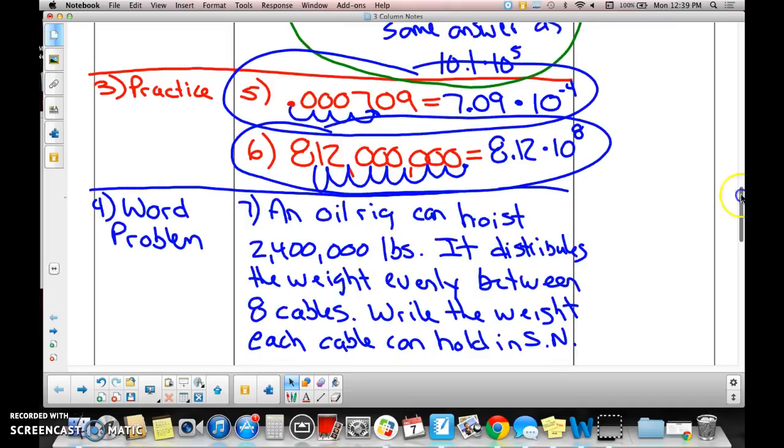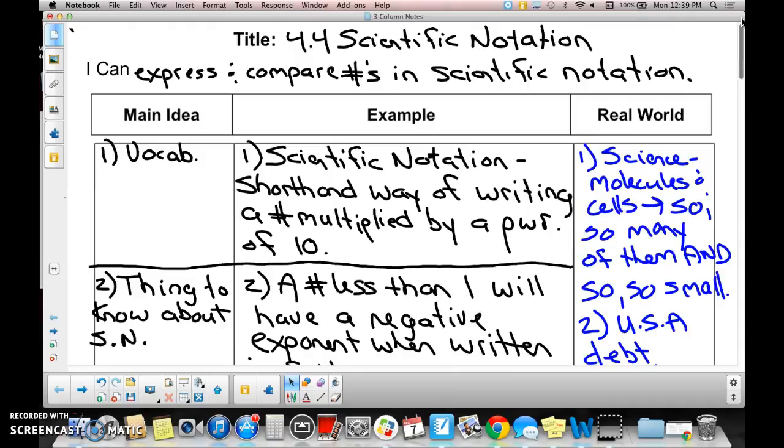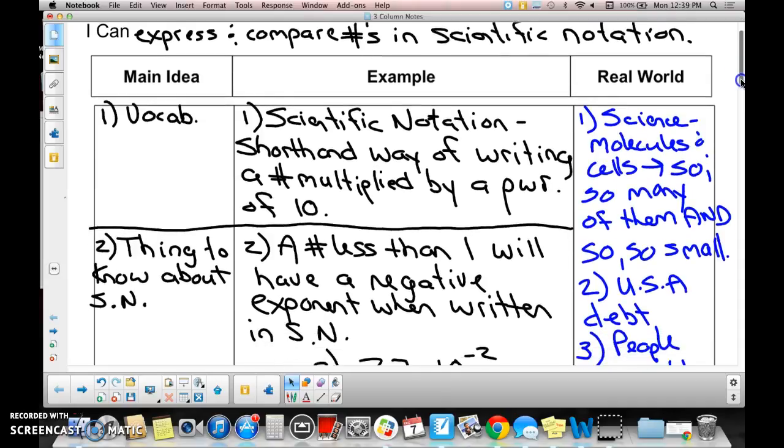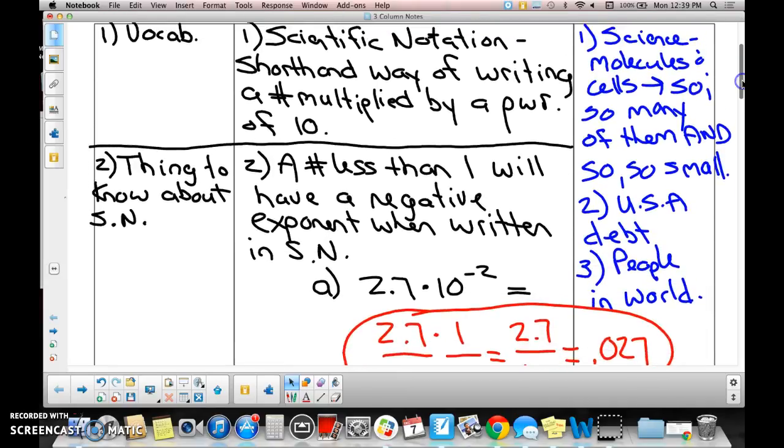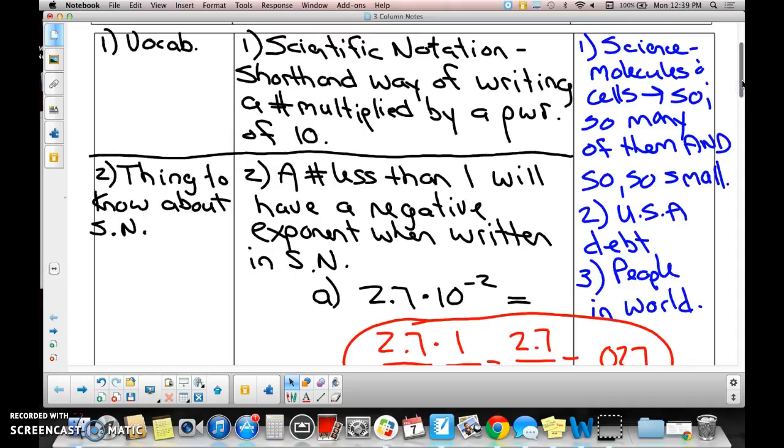The coolest part of the whole lesson today just happened. I think that scientific notation is going to be a huge part of your life, especially if you go into the sciences. And we also talked about something that impacts us directly every day. The United States debt and the population of the world are reported in scientific notation.